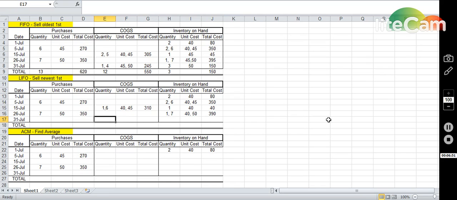And on the 31st, we're going to sell 5 units. So what 5 will I sell? Well, I want to sell the newest, and my newest are the ones that I just bought for 50 each. So I'm going to sell 5 for 50, and I'll get 250 here. So what do I have left? We'll have 1 for 40, and I have 2 for 50.